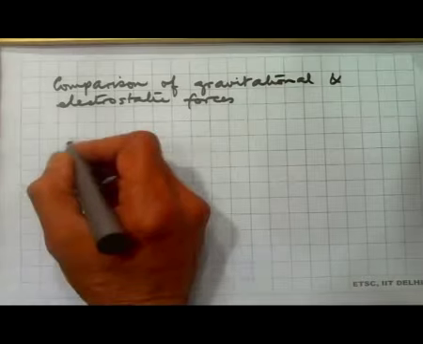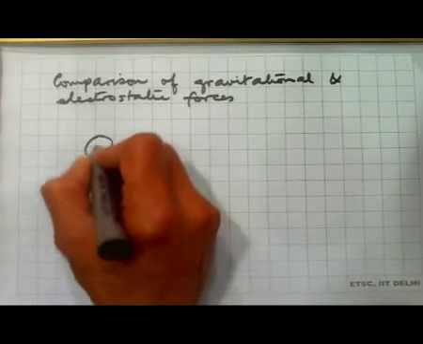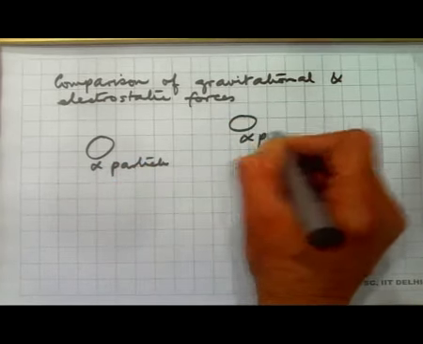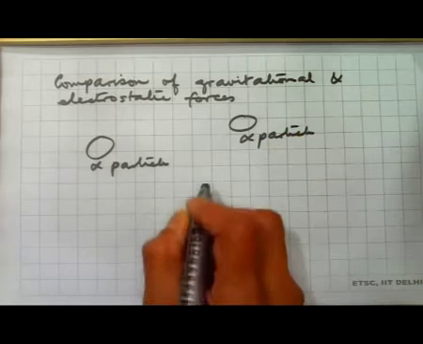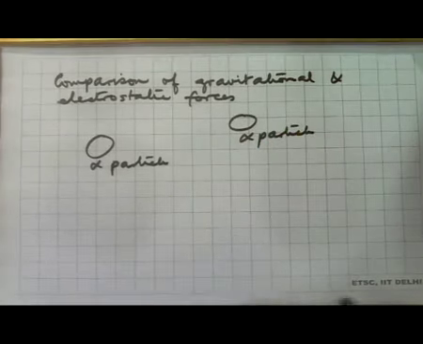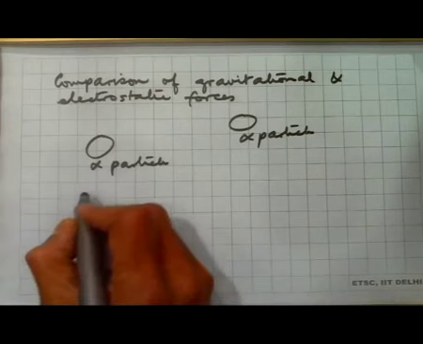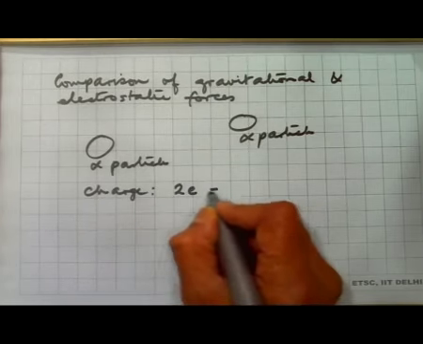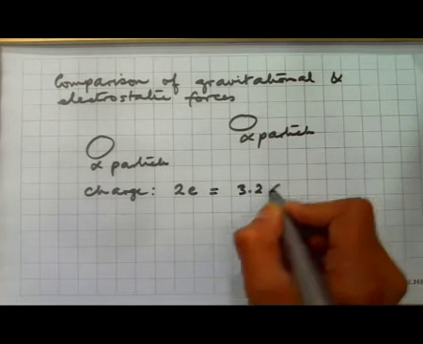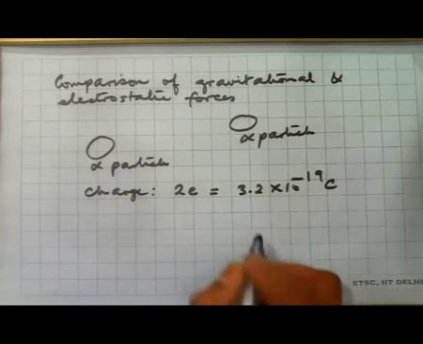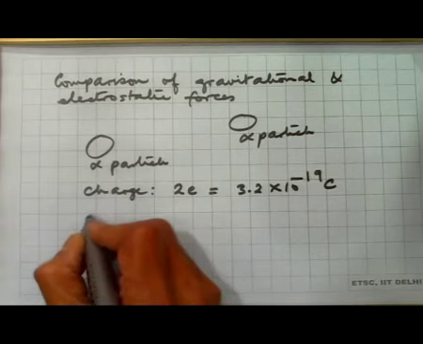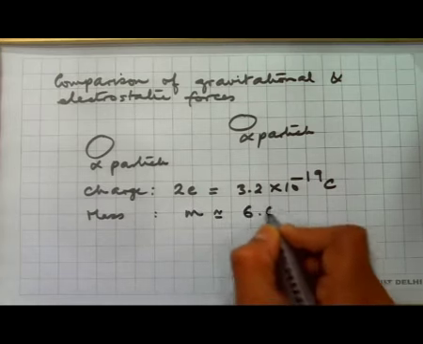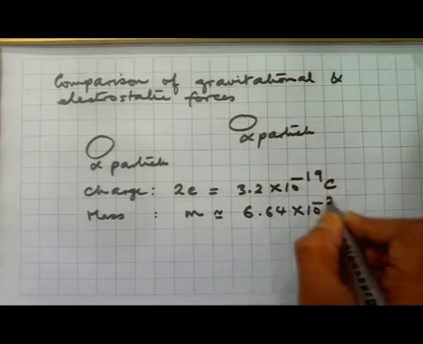As an example, we take two alpha particles. So, this is an alpha particle, there is another alpha particle. Now, alpha particles are actually nuclei of helium atoms. So, they have a charge of 2e, which is equal to 3.2 times 10 to the minus 19 coulombs, and the mass of these alpha particles is approximately 6.64 times 10 to the power minus 27 kilogram.